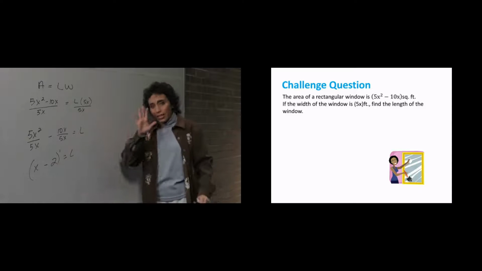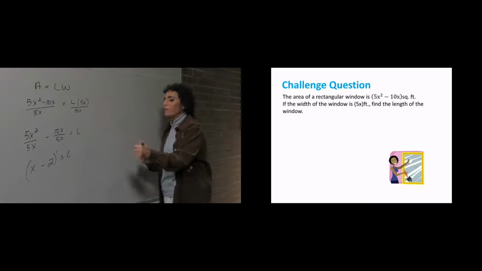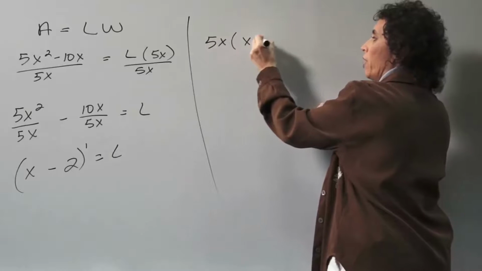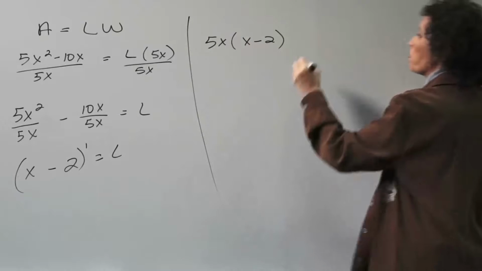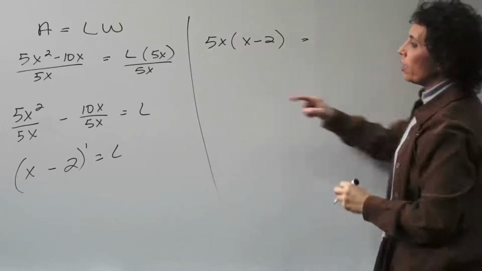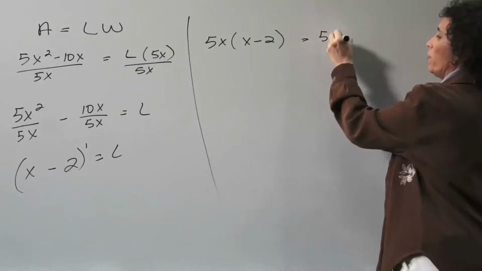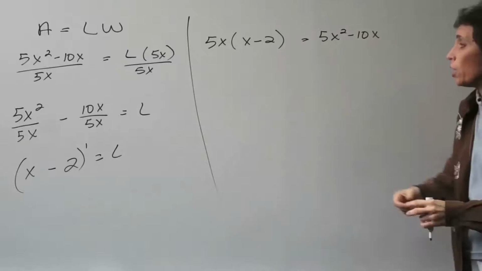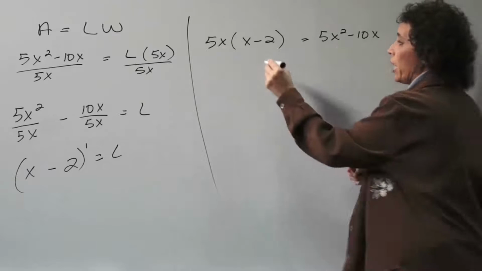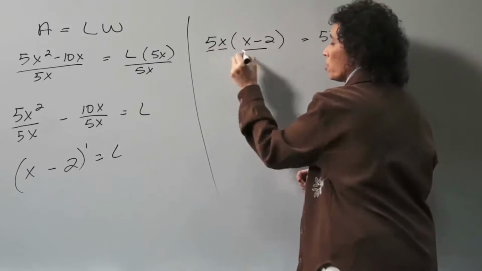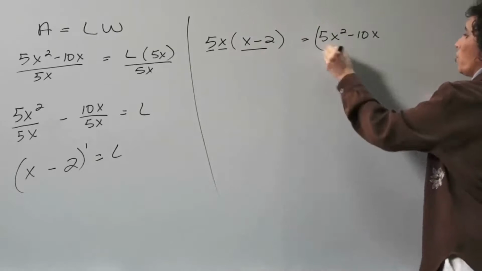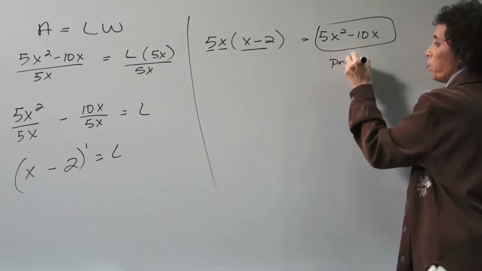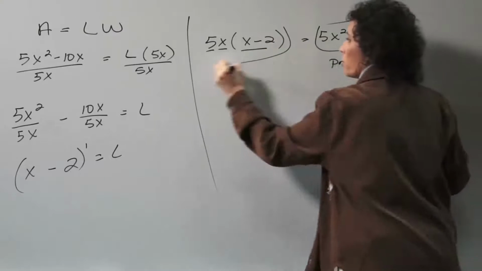Now, here's the part I really care about. I care about all of that, but here's the part I really care about. 5x, we just proved that 5x times x minus 2 is 5x squared minus 10x, because that would be almost a check we would do. I want to say a couple of things. These are factors, and these are terms. So this is the product. This is the product of this.